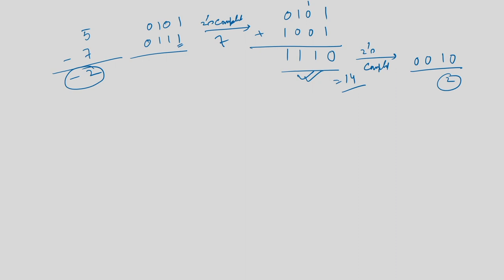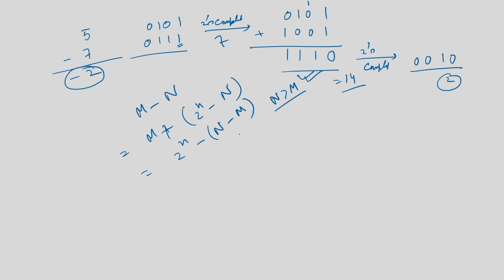So effectively, whenever the result is negative, the result will come in 2's complement form. Why is this happening? Say you are doing m minus n, and what we are doing is adding m and 2 to the power n minus n. So what we are getting is 2 to the power n, and since n is greater than m, effectively it is minus (n minus m), right? Because it is m minus n, I can do it this way also.